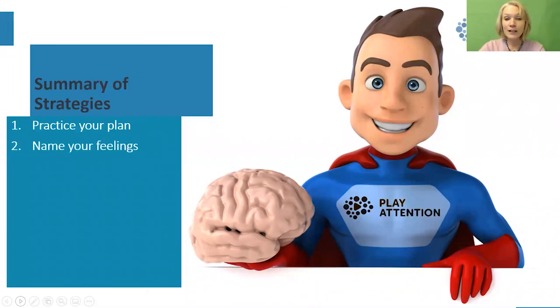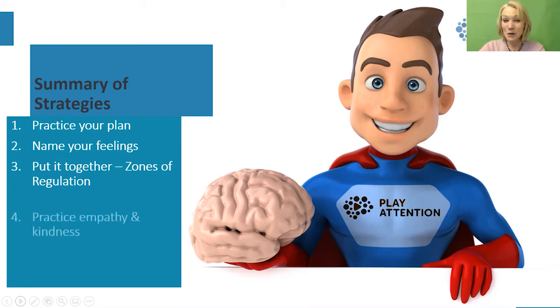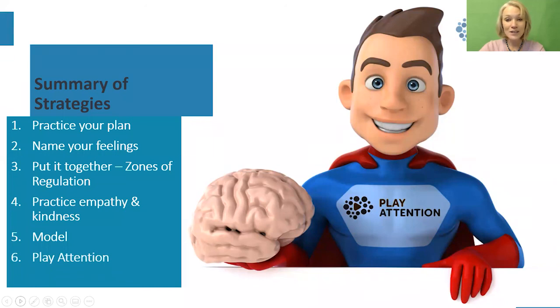Also, talk about the feelings folio, right? Naming, putting a label to your emotions. It's a good practice. We know that it actually affects the activity in your brain. You can put it together, right? Monica, I know you're going to do that now. So put it together in the zones of regulation. Do our science experiment that you'll get later today. Practice empathy and kindness, and also model that good behavior. And finally, you can look into a customized Play Attention plan so that we can specifically work on the cognitive skills that lay the foundation for strong executive function.